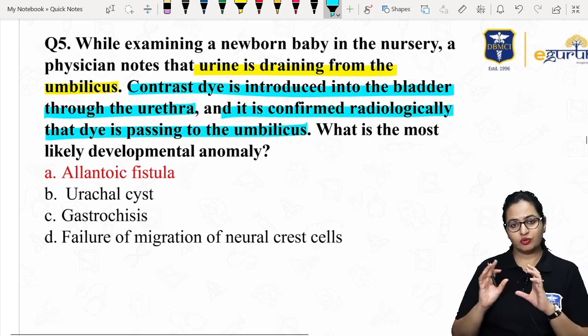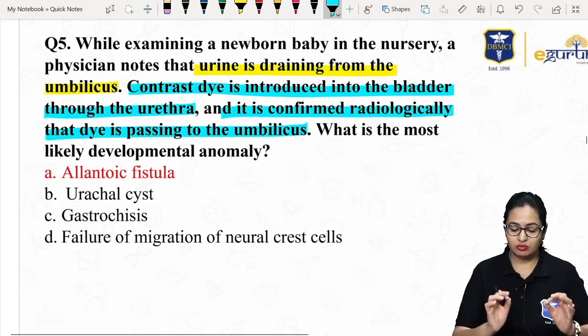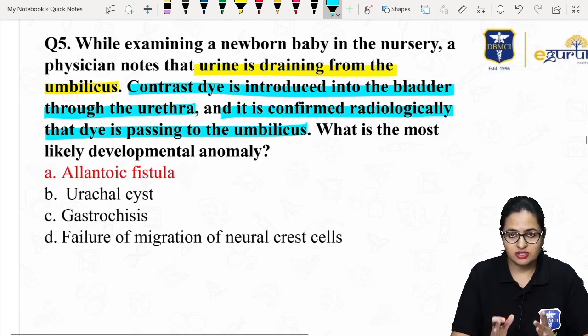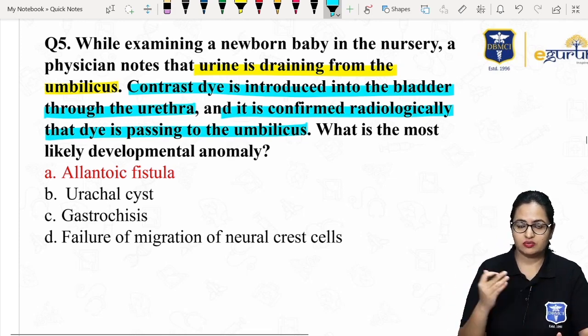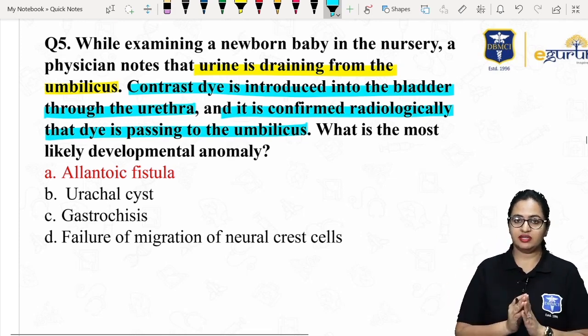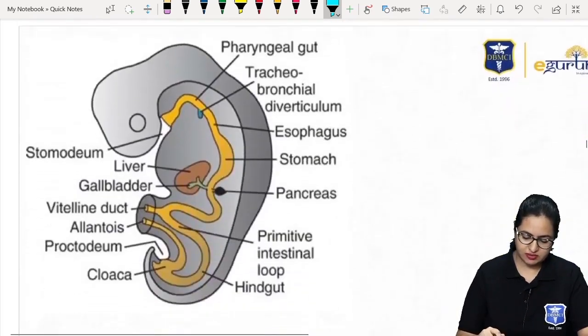Now that means there is a communication between the bladder and the umbilicus, and we know that there is an embryological structure which is present, the allantois. If that allantois is patent, then it may lead to a communication between the bladder and the umbilicus, so that the urine may be coming out at the level of umbilicus. Therefore the answer of this question is allantoic fistula. And let us discuss about this allantois.